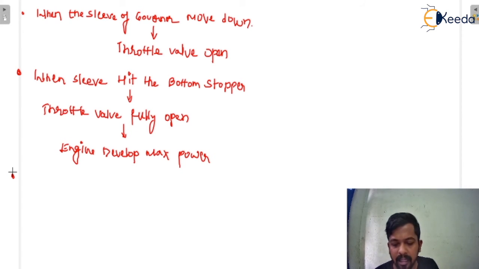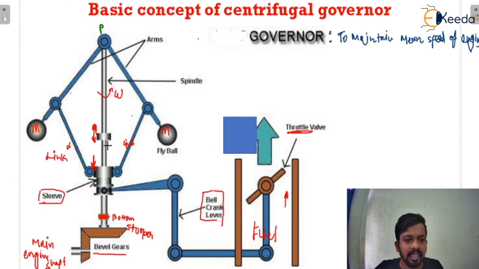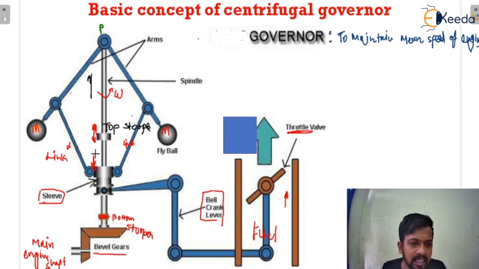and the engine develops maximum power. Now in the next case, see here, it will start moving upward. When the sleeve starts moving upward, it will hit the top stopper. When the sleeve moves upward, the throttle valve is going to be closed, because you can see there is always a connection between the throttle valve and the sleeve.